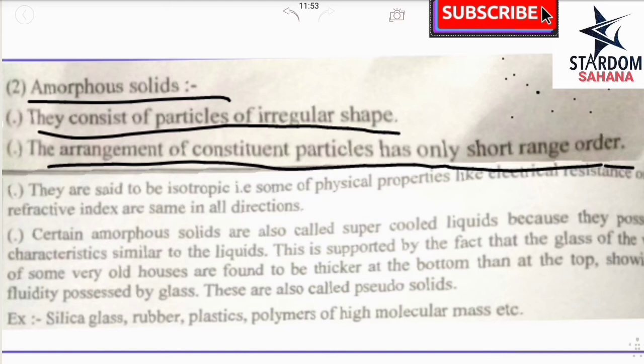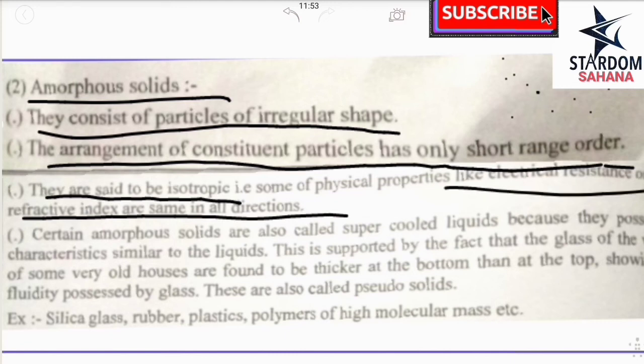They are said to be isotropic, whereas crystalline solids are said to be anisotropic because their properties can differ in different directions. Anisotropic solids are different in all directions, whereas isotropic solids are the same in all directions, like electrical resistance or refractive index. Certain amorphous solids are called supercooled liquids, whereas crystalline solids are called true solids.